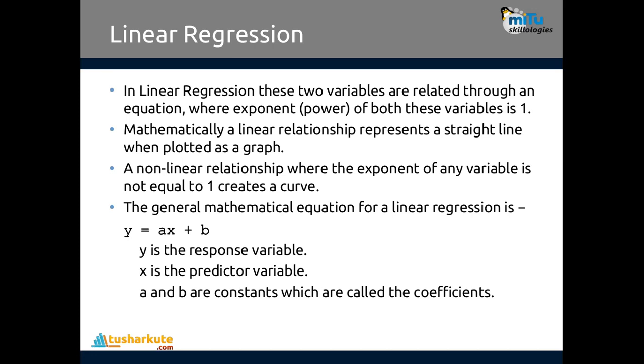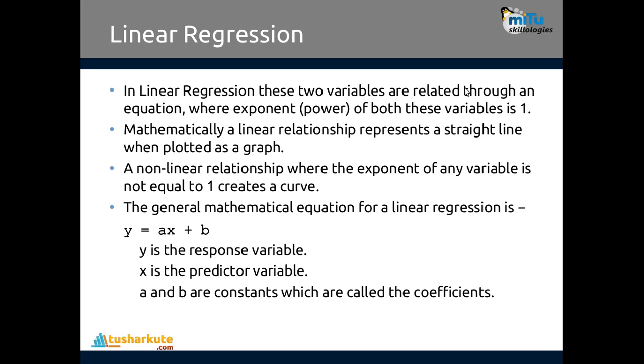We'll revise our knowledge of statistics about linear regression. In linear regression, the two variables are related by an equation in which the exponent or power of these variables is 1, meaning they are just simple general-purpose constants. Mathematically, when you plot them, it creates a straight line on the graph. A nonlinear relationship will contain an exponent of any variable not equal to 1, meaning the exponent will be 2, 3, 4, or minus 1, minus 2, minus 3. So it creates a curve in that case, and that is what we call polynomial regression.